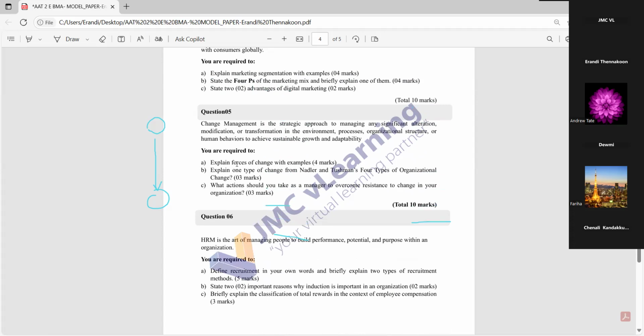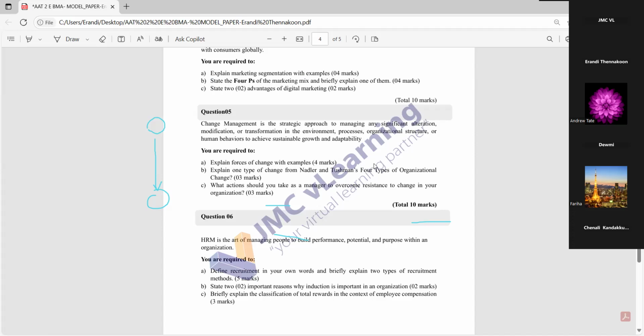When we are moving to question 5, right? Here, explain forces of change with examples. You will get 4 marks for this. So you have to explain, right? Forces of change with examples. So you have to first explain the forces of change. There are 2, external forces and internal forces. For these two, you have to give examples.